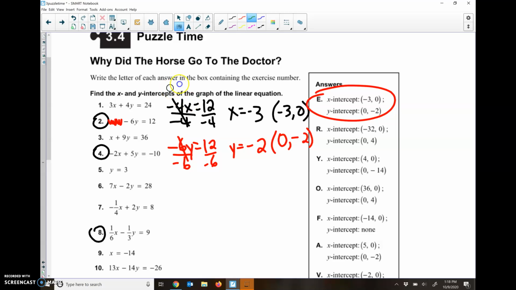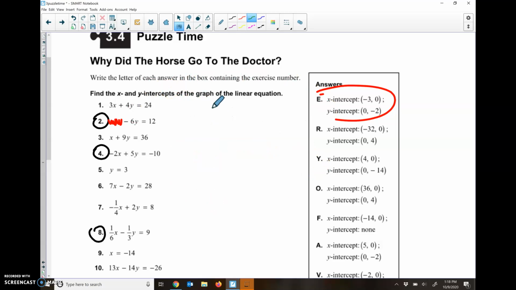All right, number 4. So I got negative 2x plus 5y equals negative 10. So let's get rid of that. And so let's do negative 2x equals negative 10. So divide both sides by negative 2. So x is 5. So since x is 5, that means I'm going to write it as 5, 0.